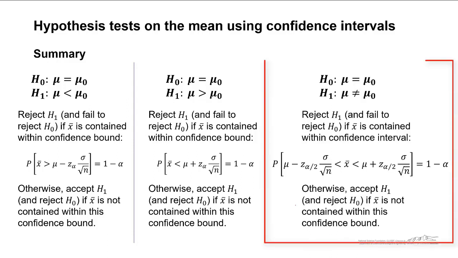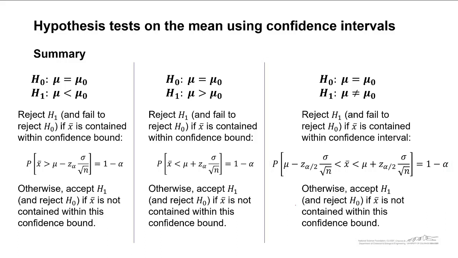For a two-tailed test, you can set up a confidence interval, you reject the alternate, and fail to reject the null if x bar is contained within that confidence interval. And that's what I showed in my last example just a few minutes ago. Otherwise, if x bar is not in that confidence interval, you can accept the alternate and reject the null.